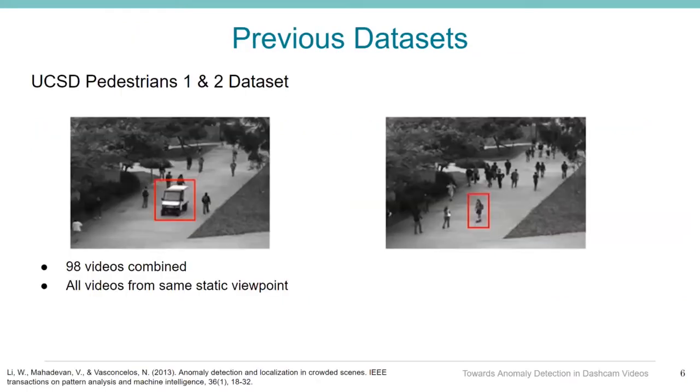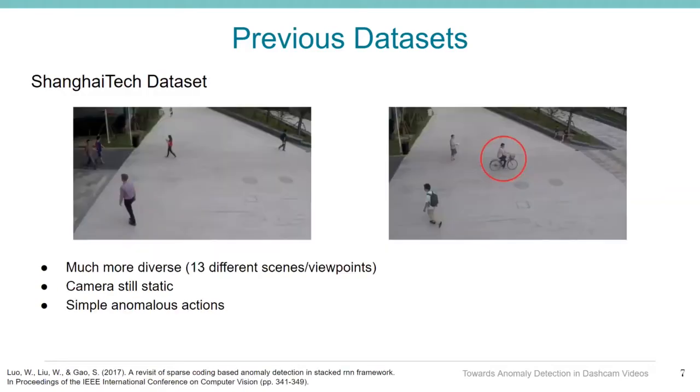Besides having simple visual anomalies, previous datasets for anomaly detection mostly consist of static viewpoints. The UCSD pedestrian dataset consists of only 98 videos with static viewpoints. The normal scenes consist of pedestrians walking along a road, whereas anomalous examples consist of videos where moving objects such as vehicles and people on skateboards can be seen.